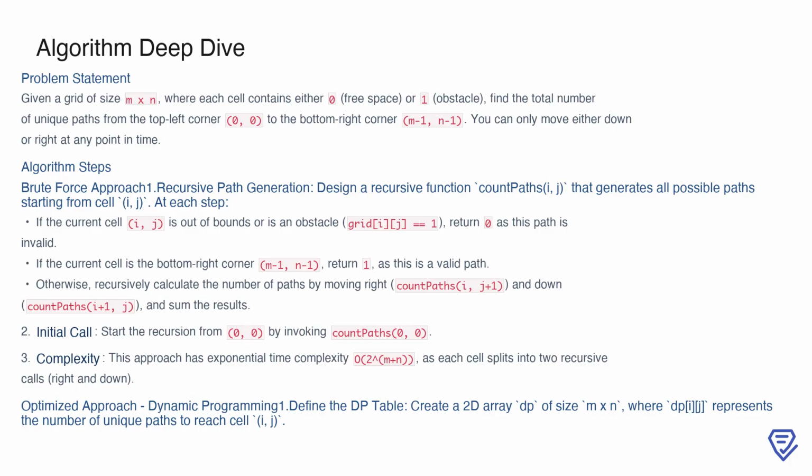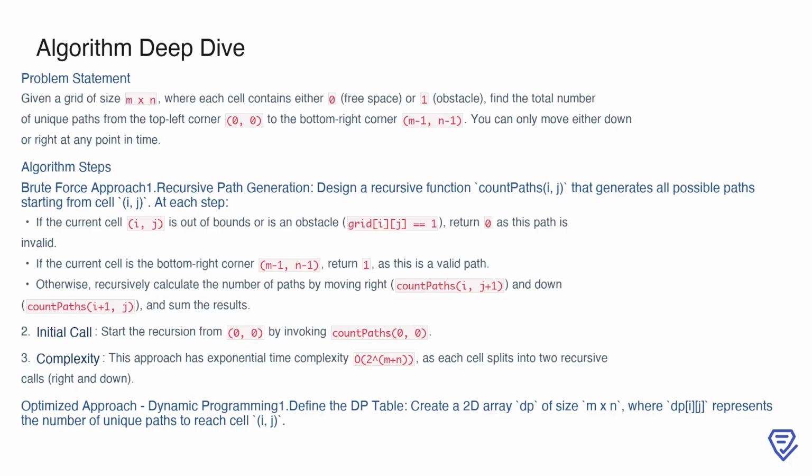Here, we design a recursive function, countPaths(i, j), to generate all possible paths from a given cell (i, j). If the current cell is out of bounds or contains an obstacle, we consider the path invalid and return 0. If the destination (m-1, n-1) is reached, we return 1 to indicate a valid path. Otherwise, we recursively calculate the sum of paths by moving right and down from the current cell. While this approach is straightforward, it is highly inefficient due to its exponential time complexity, O(2^(m+n)), as each cell leads to 2 recursive calls.